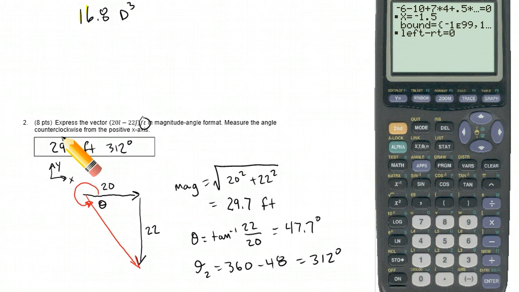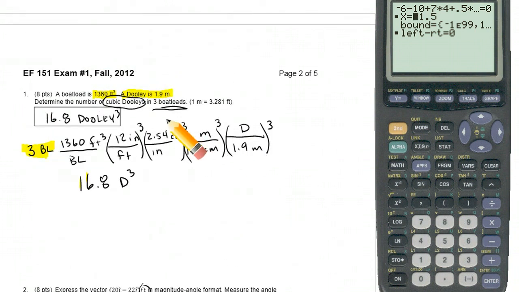Measure the angle counterclockwise from the positive x-axis, express the vector. So I have a vector, 29.7, and 312 degrees is our angle, and we have units of feet. That came from right there. And lastly, the cubic dualies. So dualies cubed, units conversion. It didn't take me more than a couple minutes, and I've double checked and should not lose any points on units or sig figs.